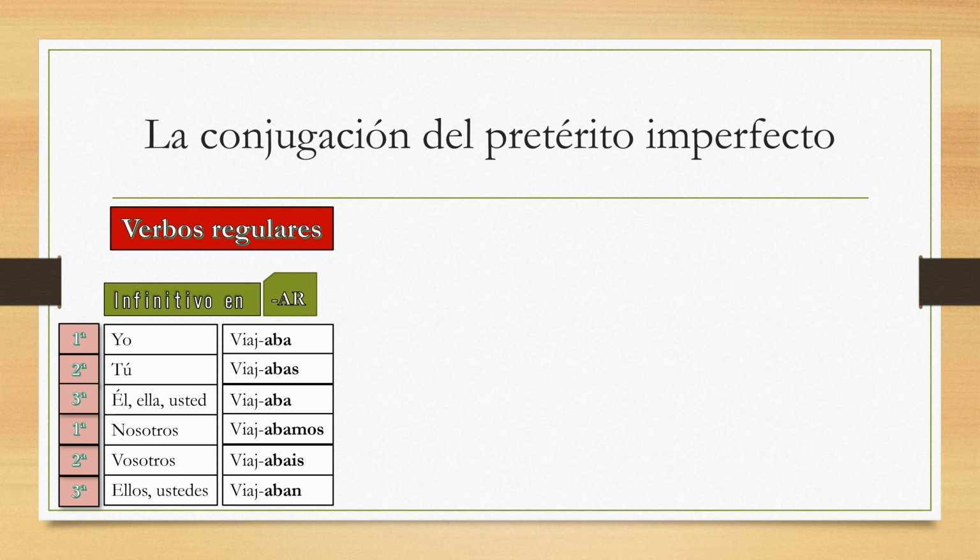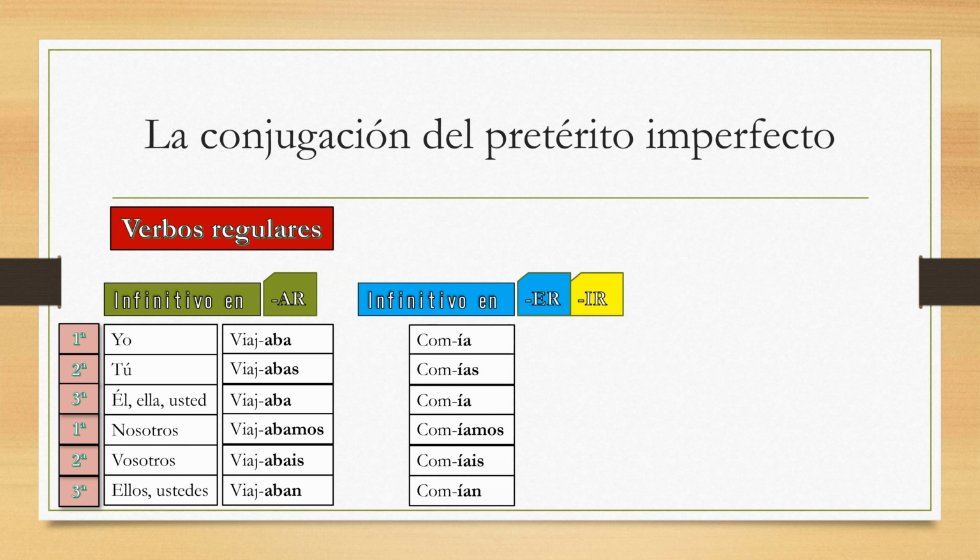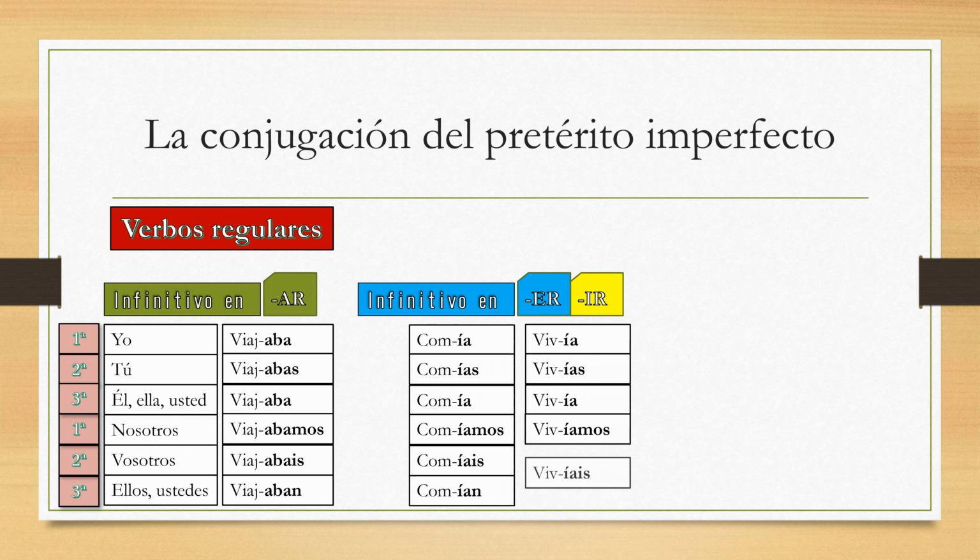Now, in ER or IR, we have the same conjugation. Yo comía, tú comías, él comía, nosotros comíamos, vosotros comíais y ellos comían. O yo vivía, tú vivías, él vivía, nosotros vivíamos, vosotros vivíais y ellos vivían. So we have two very clear distinctions between AR verbs and ER or IR verbs.